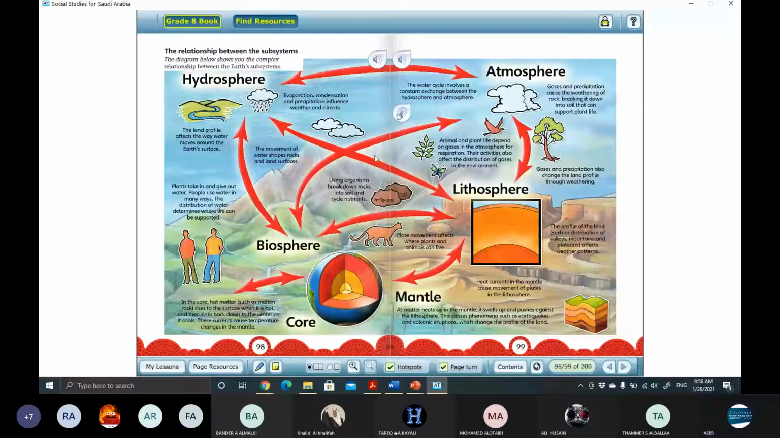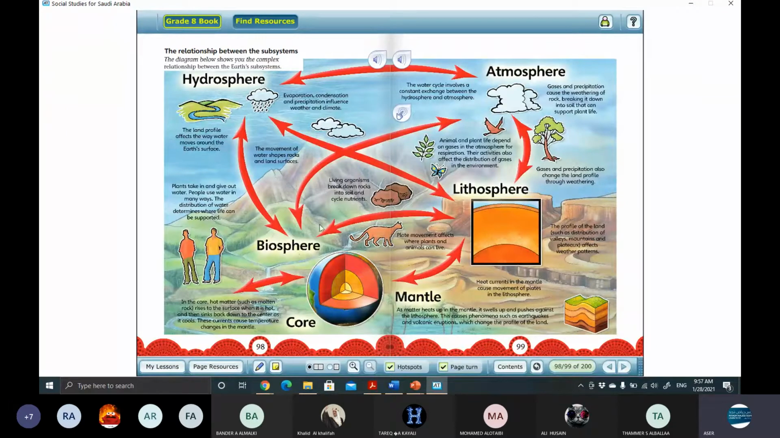Yes, teacher. Right. So the diagram in front of you now shows how the complex relationship between the Earth and its subsystems works. The first subsystem we have is our atmosphere. The atmosphere simply contains the gases on our planet Earth. We have the hydrosphere, the lithosphere, the biosphere, and we have the mantle and the core.